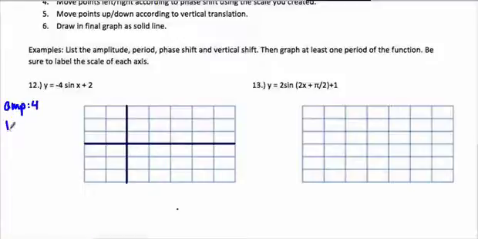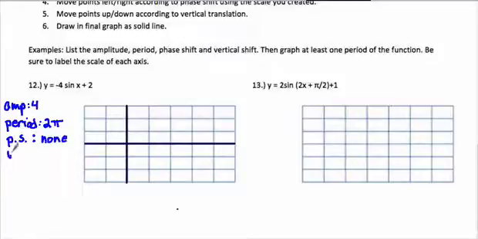Next, I'm going to take a look at the period. Well, I'm looking for something being multiplied on that x there. And since there's nothing being multiplied on it, there's no change in the period, but we want to actually write down that the period is 2 pi. Okay, then I'm going to see if there's a phase shift. So I'm looking to see if something's being added or subtracted inside, in some parentheses, kind of like what's going on over here. But there isn't, so for this one I'm going to write none.